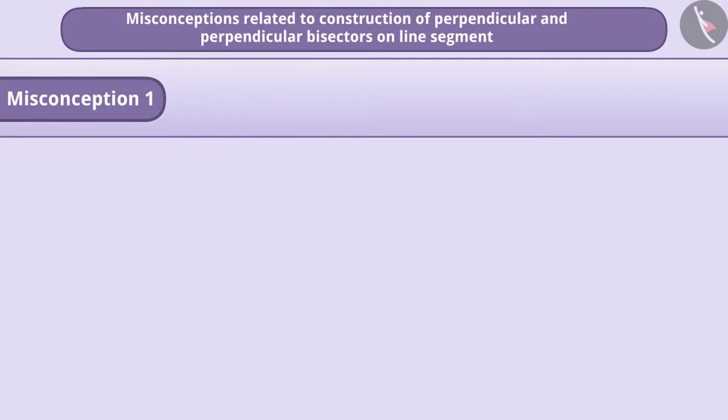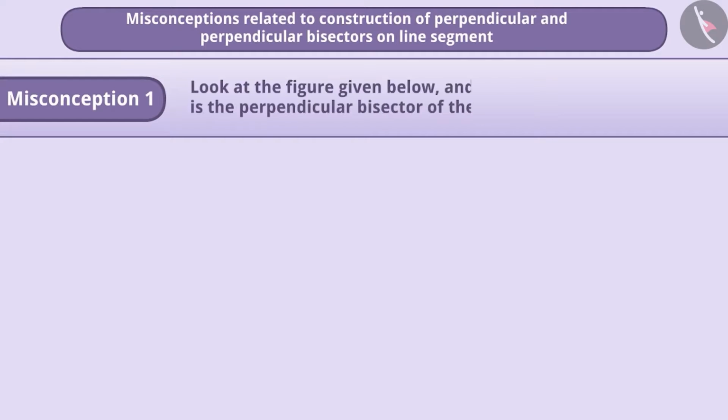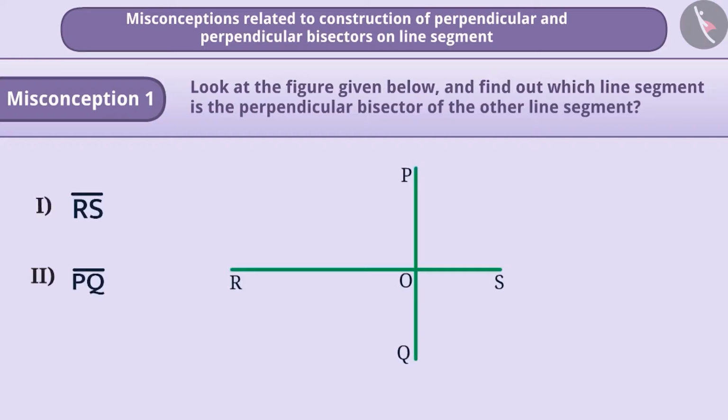Misconception 1. Look at the figure given below and find out which line segment is the perpendicular bisector of the other line segment. Some students fail to understand the concept of perpendicular bisectors properly. They believe that a perpendicular bisector is always vertical. With this understanding, they select option 2 as their answer, which is incorrect.